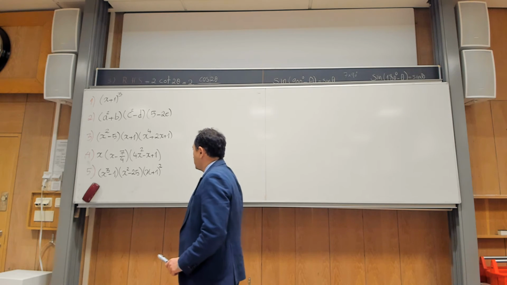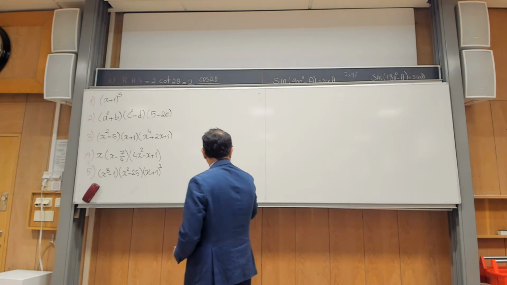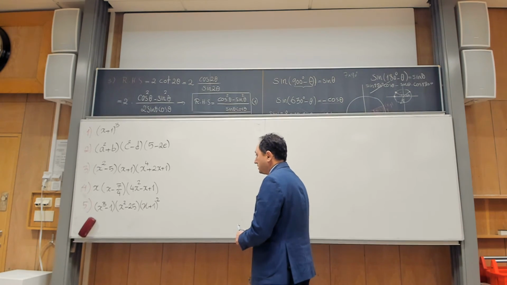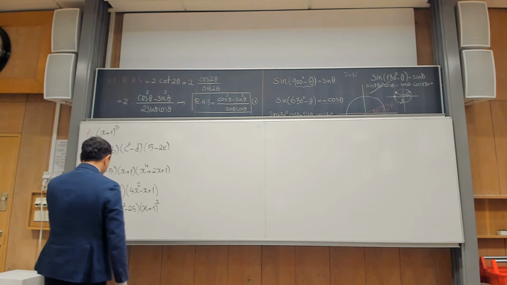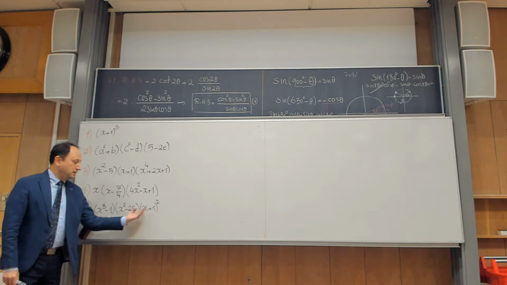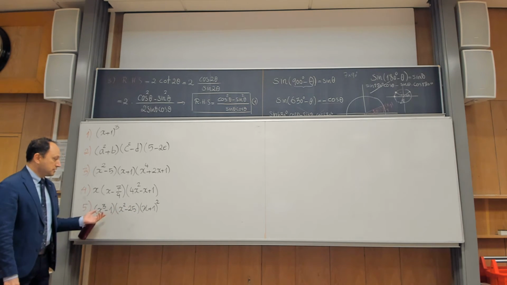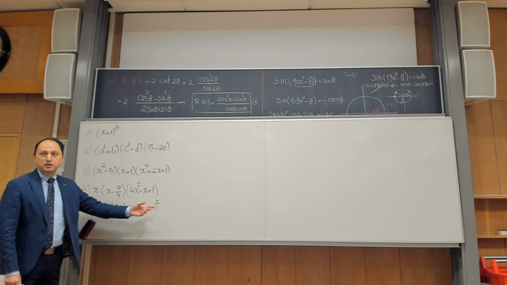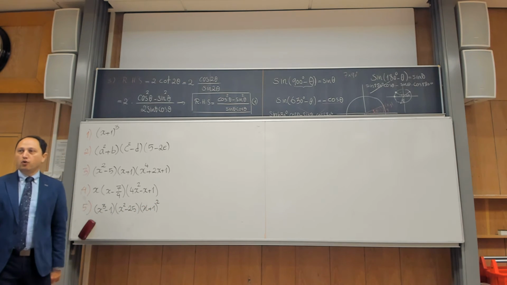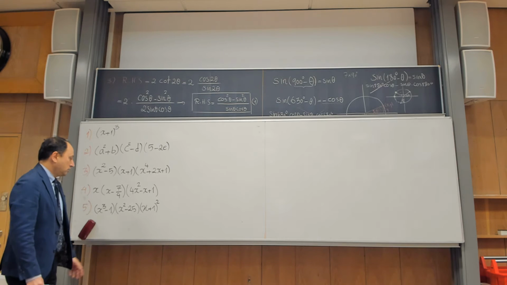If you don't mind, let us start from the very last one. So number 5, what is the first step to do? You see, I have multiplication of 3 algebraic expressions, but one of them is a power of 2, so it means that essentially I am facing 4.